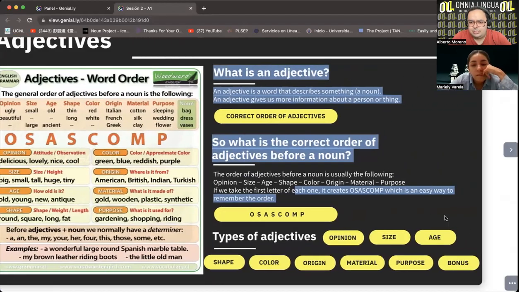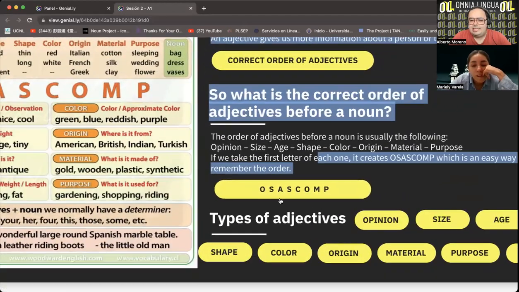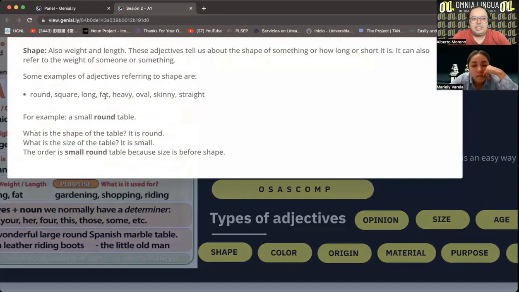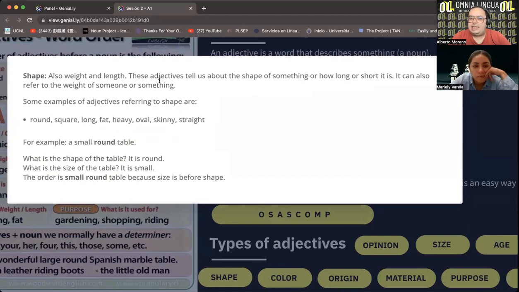How do I move this? Then we have shape, and shape is easy because shape also covers weight or length. These adjectives tell us the shape of something or how long or short something is. And it can also refer to the weight of someone or something. For example, the adjectives for shape are round, square, long, fat, heavy, oval, skinny, straight.